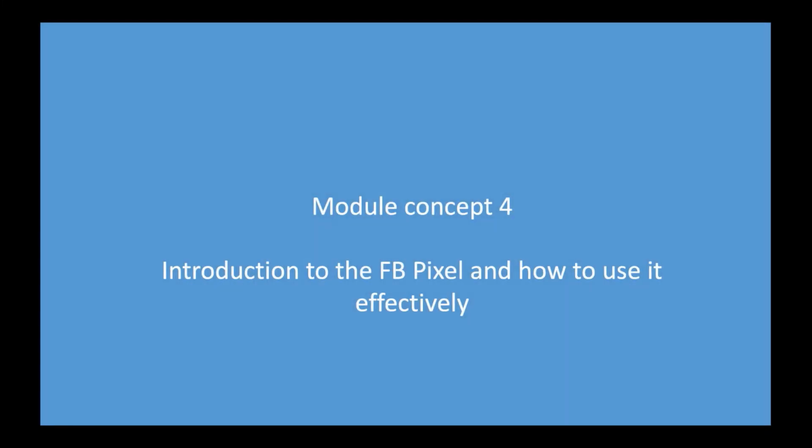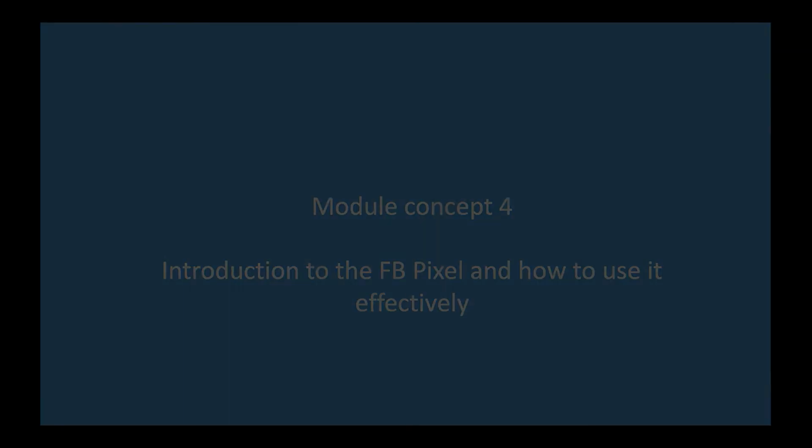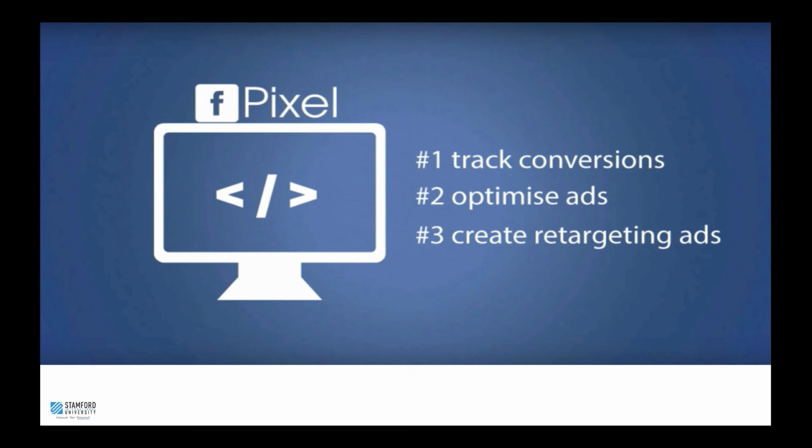And this brings us to the last module in this session. This module will present the Facebook Pixel and how to use it effectively. What you need to know is that without using the Facebook Pixel, the entire effectiveness of Facebook will be limited. The pixel needs to be placed on your website. And if you do this, it can effectively help you with the following. First, track conversions. Second, optimize your ads. And the third is you can use it for retargeting. Let's look further.